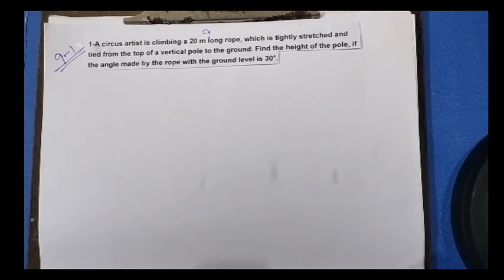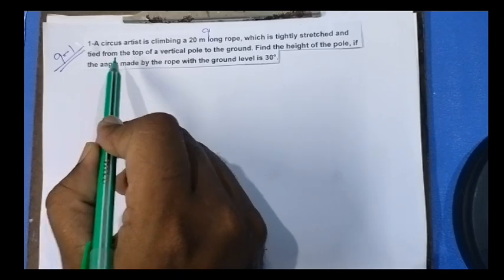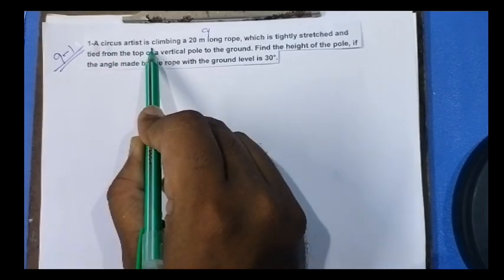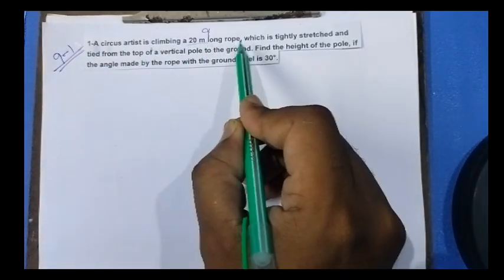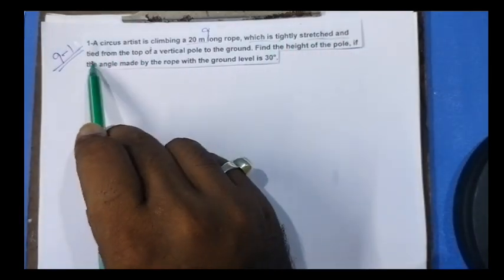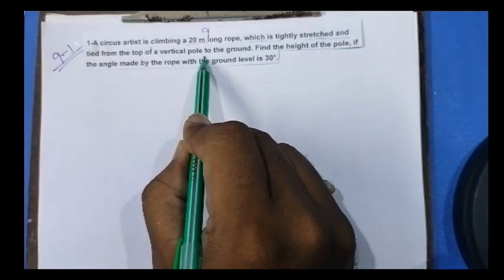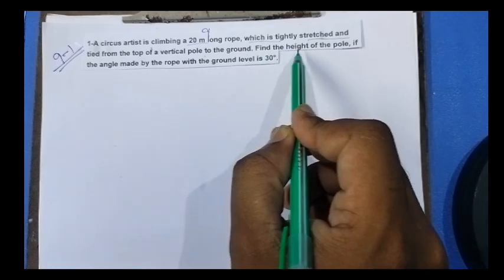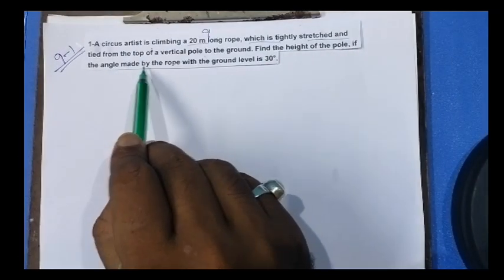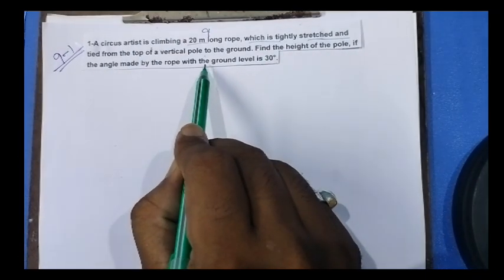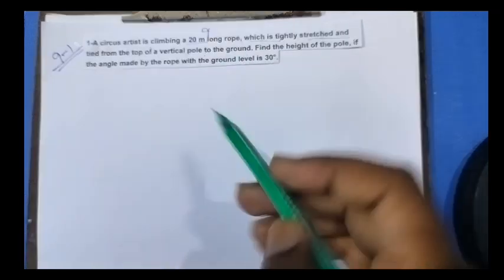Hello students. Today we will read 9.1, the trigonometric application, and question number 1 is: a circus artist is climbing a 20-meter long rope, which is tightly stitched to the top of a vertical pole on the ground. Find the height of the pole if the angle made by the rope with the ground level is 30 degrees.